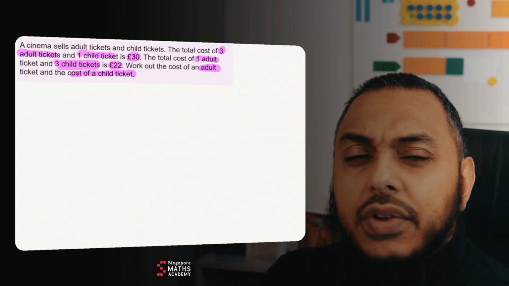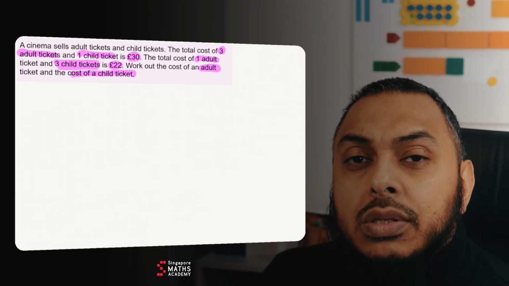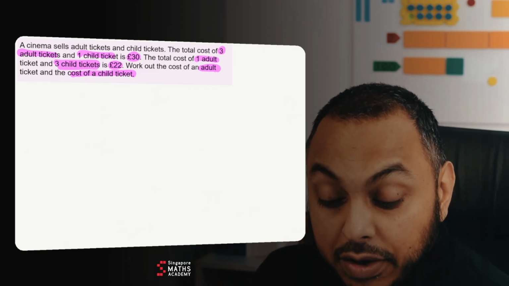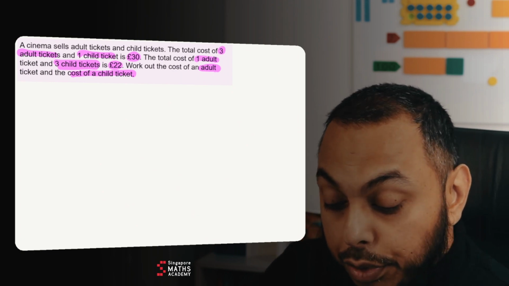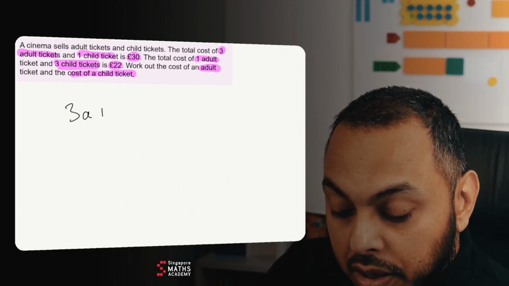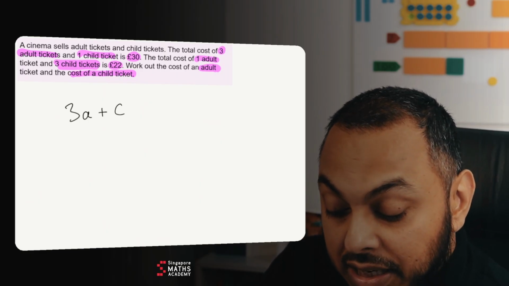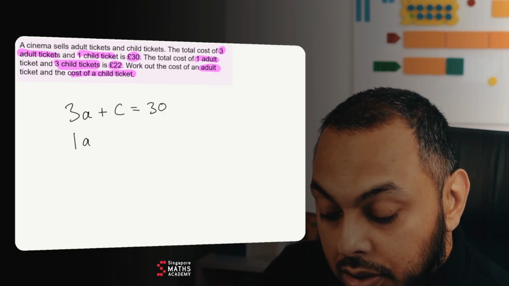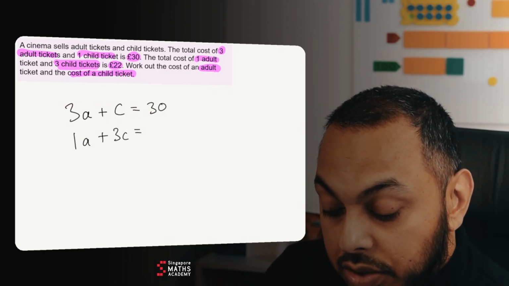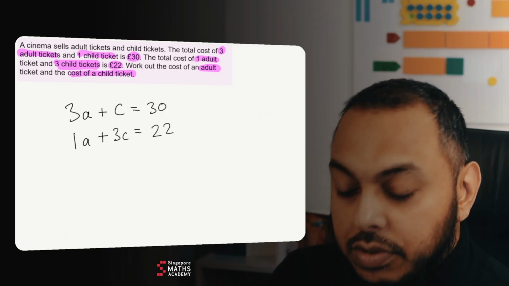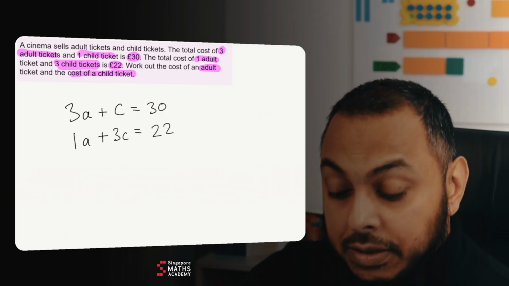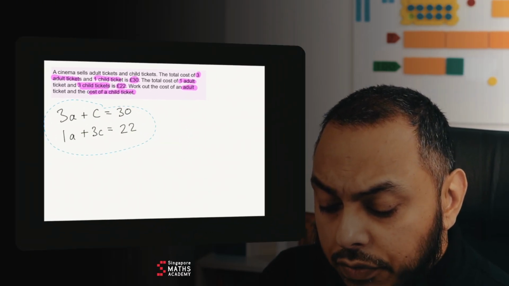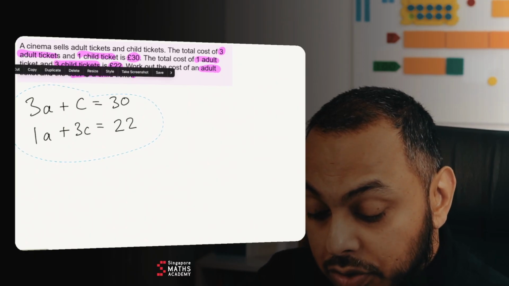Because they've given us a word problem, we're just going to use the initials of the key parts here. So A for adult tickets and C for child tickets. So I know 3A, 3 adult tickets, plus 1 child, which is just 1C, is equal to £30. And what else does it say? 1 adult and 3 child tickets is £22. So I've just formulated my 2 equations. Does that make sense how I did that? Let me know if you're not sure how I got about doing that.